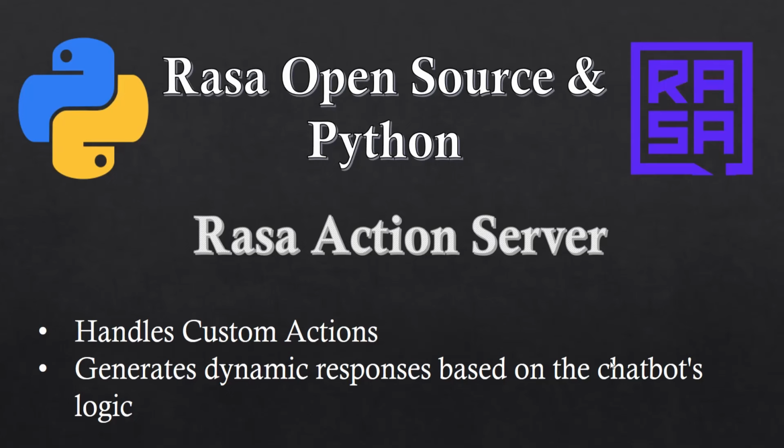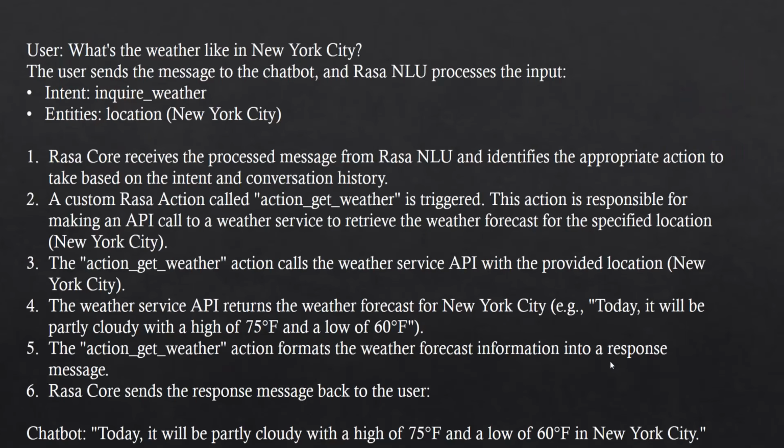For example, let's say you're building a weather chatbot. When a user asks for the weather forecast, a custom action in the Action Server can be triggered. The action can make an API call to a weather service, retrieve the forecast for the requested location, and provide the information back to the user as part of the chatbot response.